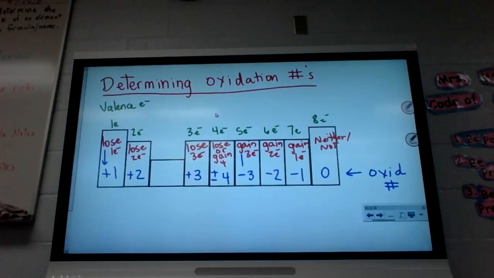Okay. Come on. I'm gonna put the answers up here in a minute. Who else has a question? What does neither mean? Neither means it will not gain or lose any electrons. It already has 8, so it won't lose or gain anything. So its oxidation number will be 0, and it will not have an ion. You can put N/A or just draw a line for nothing. Put none.